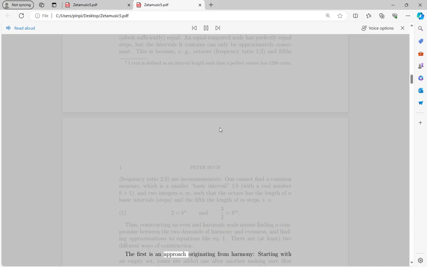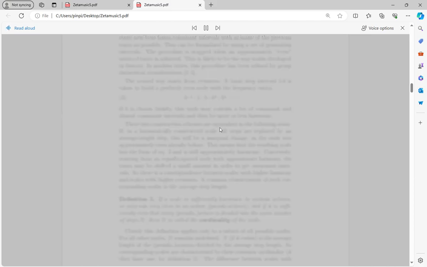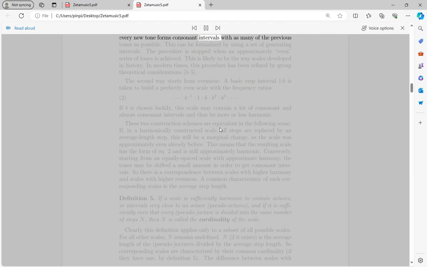The first is an approach originating from harmony. Starting with an empty set, tones are added one after another, making sure that every new tone forms consonant intervals with as many of the previous tones as possible. This can be formalized by using a set of generating intervals. The procedure is stopped when an approximately even series of tones is achieved. This is likely to be the way scales developed in history. In modern times, this procedure has been refined by group theoretical considerations [3 to 5].